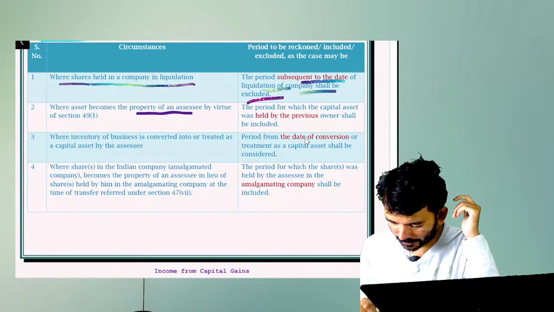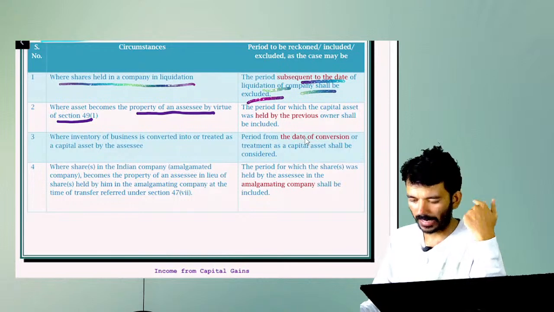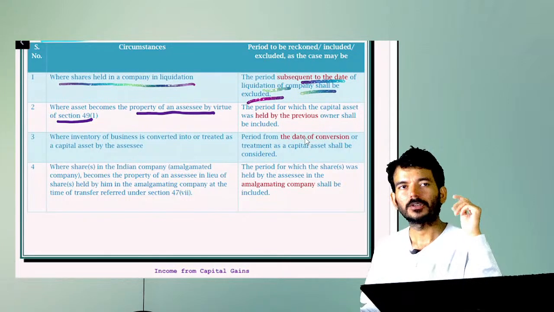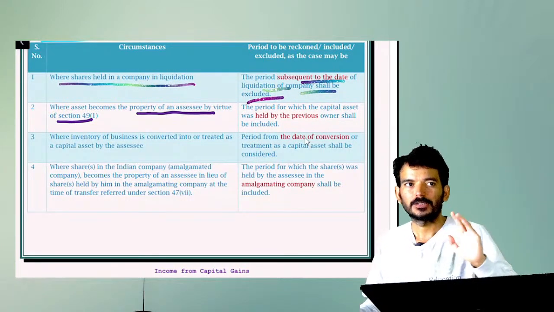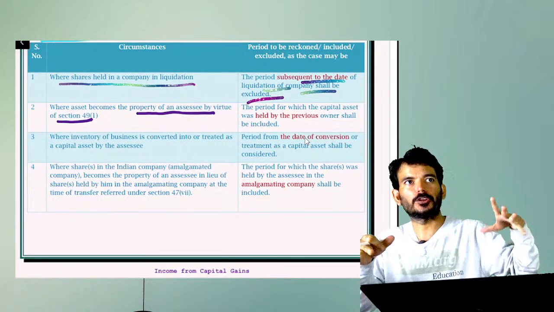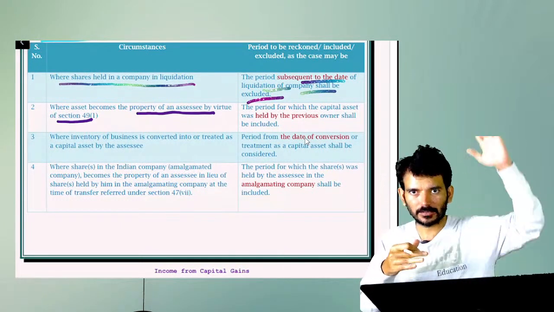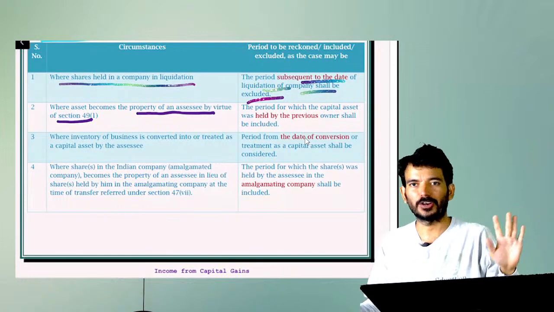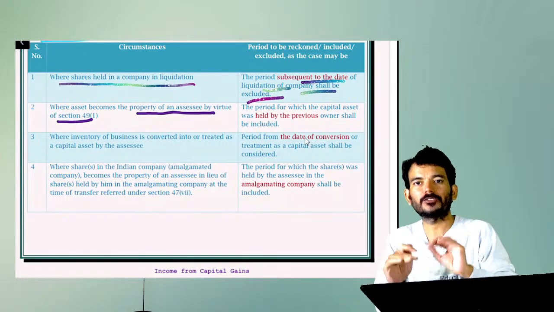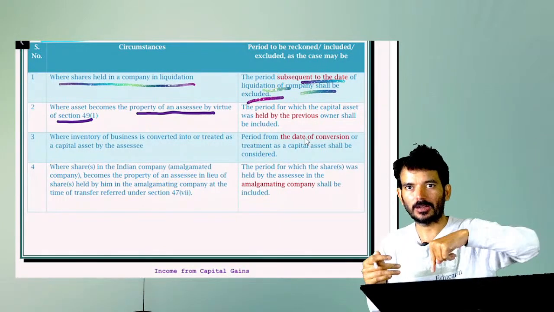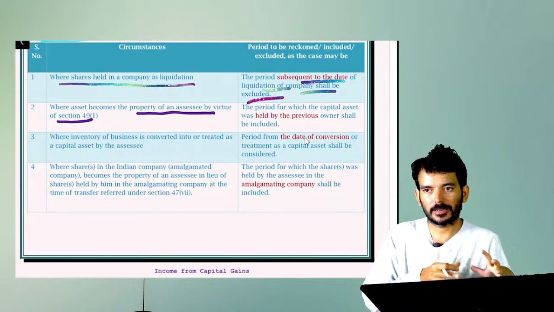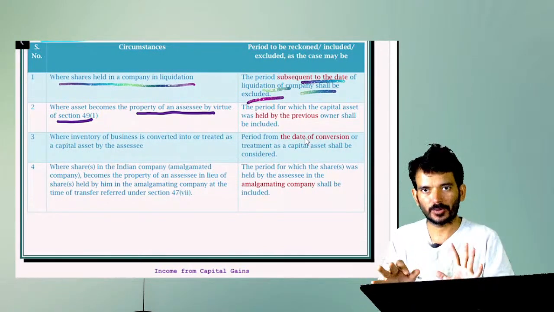When the asset becomes the property of the assessee by virtue of section 49(1), again we will come back to section 49 also. Someone else is giving you for free. Someone is like a partition of HUF, gift, like there is a big list under section 49. It is like you are getting something for free. Amalgamating company is giving to amalgamated company, demerged company is giving to resulting company, like that, okay?